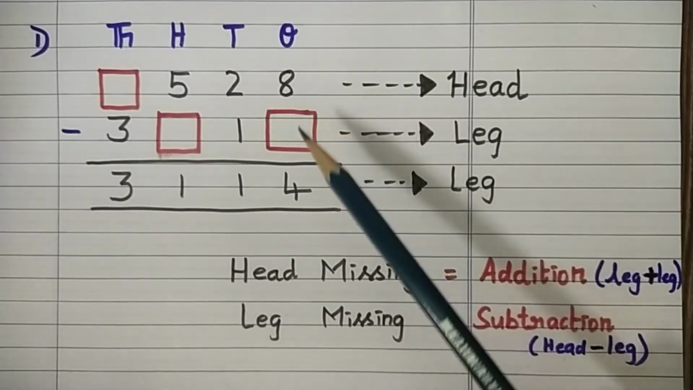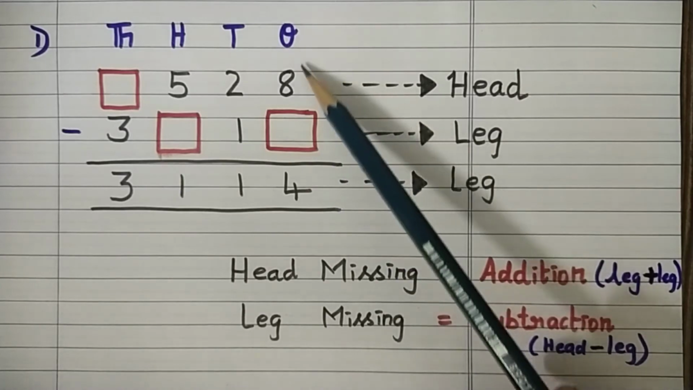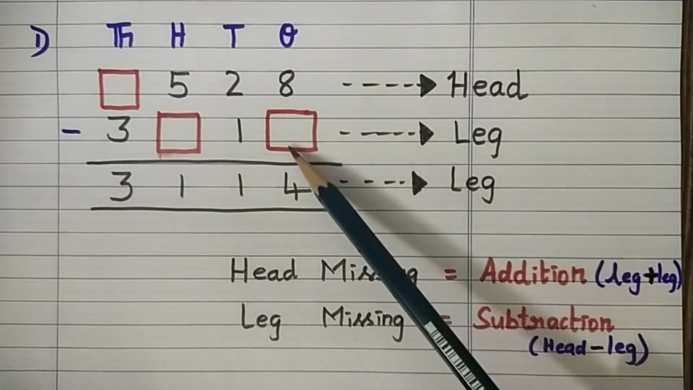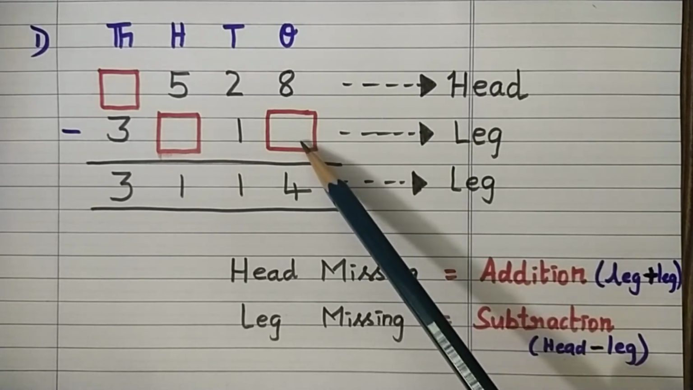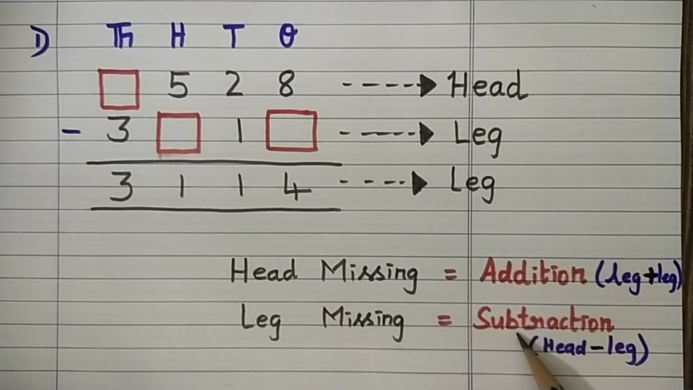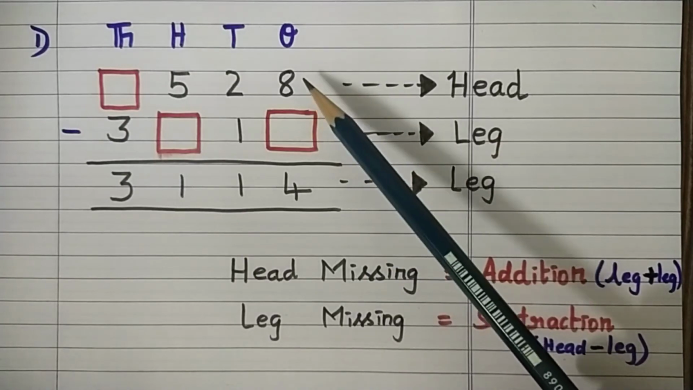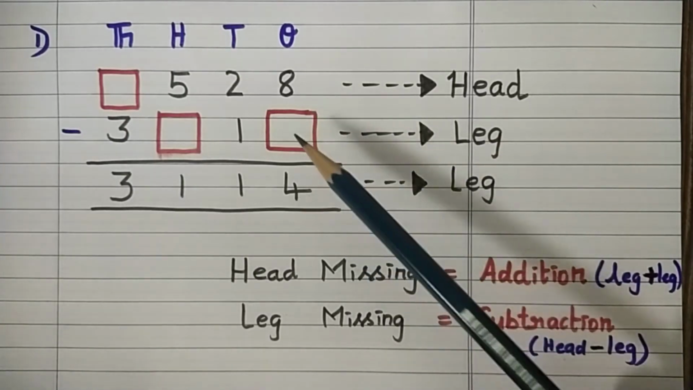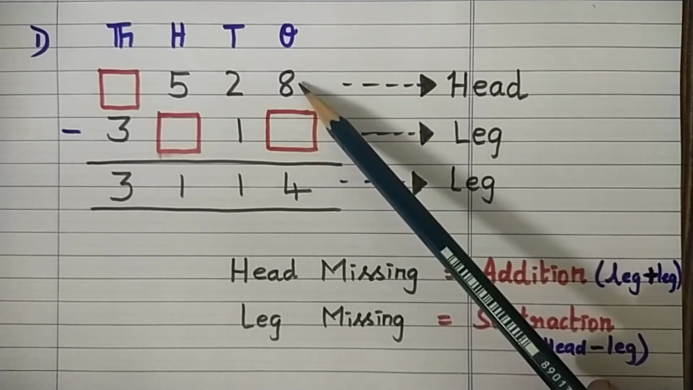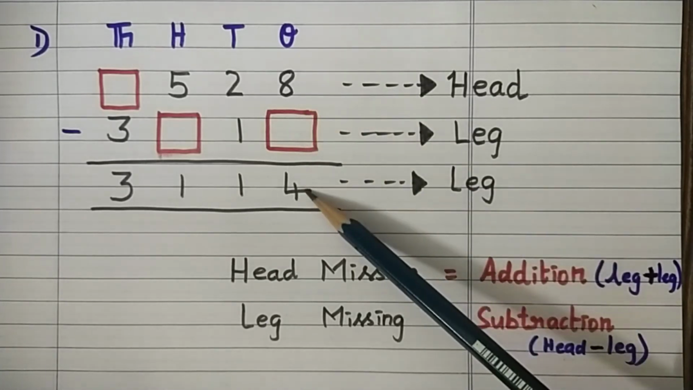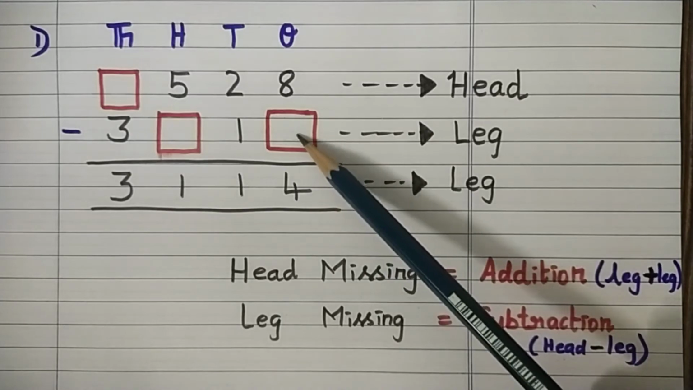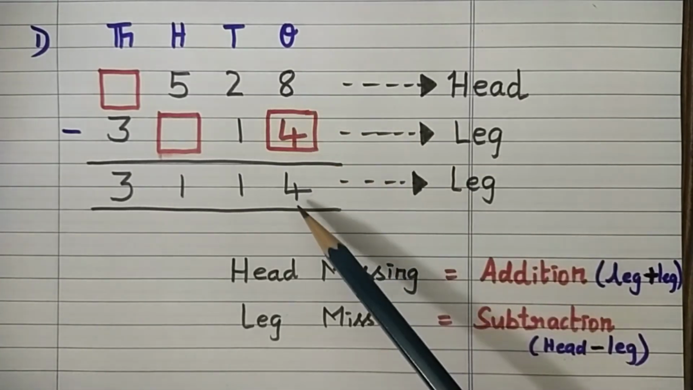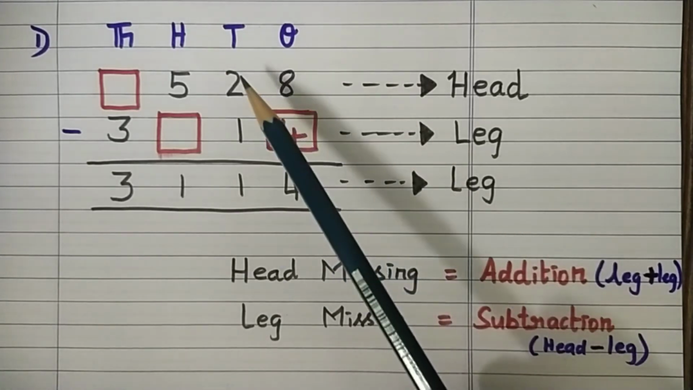Now we are going to find. Here in the ones place, is the head missing or the leg missing? Which is missing, children? Yes, the leg is missing. If the leg is missing, what do we need to do? Subtraction. We subtract the leg from the head, and we get the missing leg. 8 minus 4 gives what? 4. So write 4 here. Now check. 8 minus 4 gives 4. Okay, coming to the tens place.